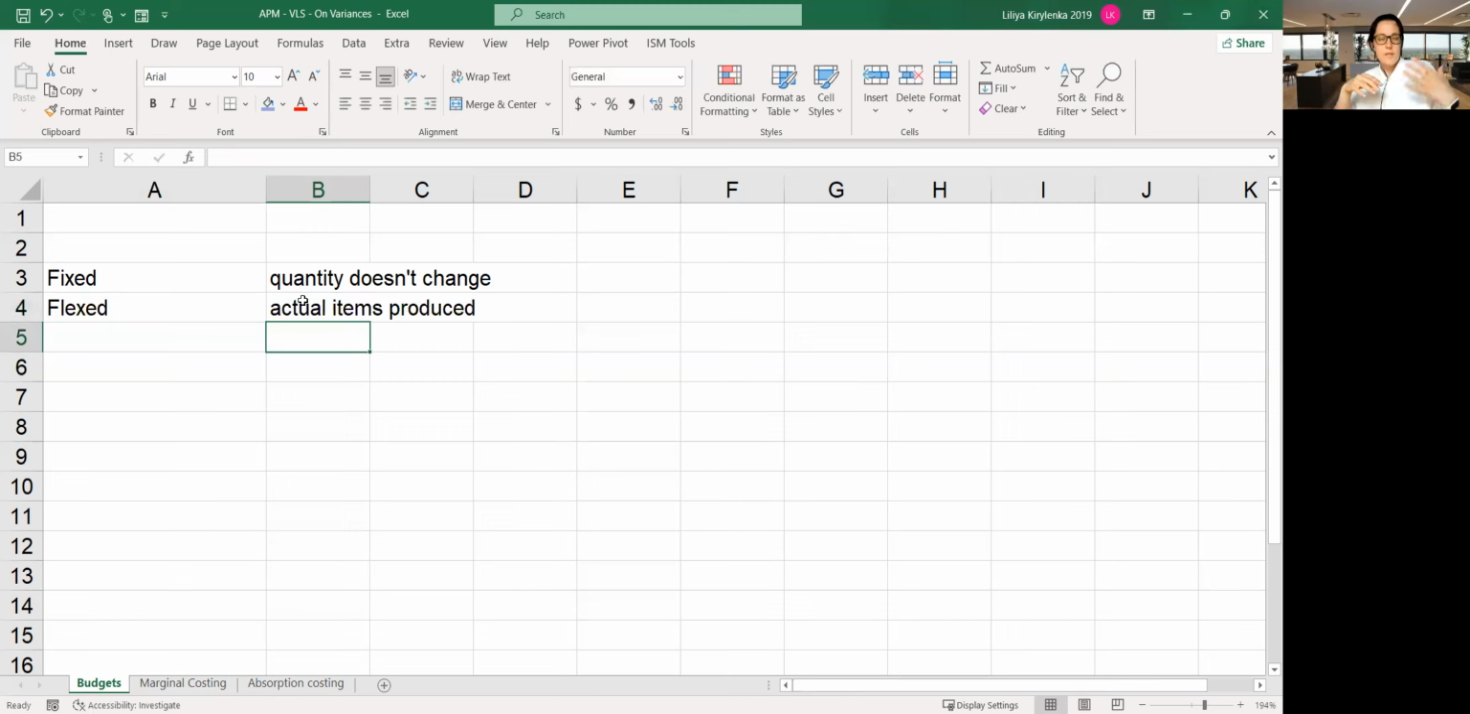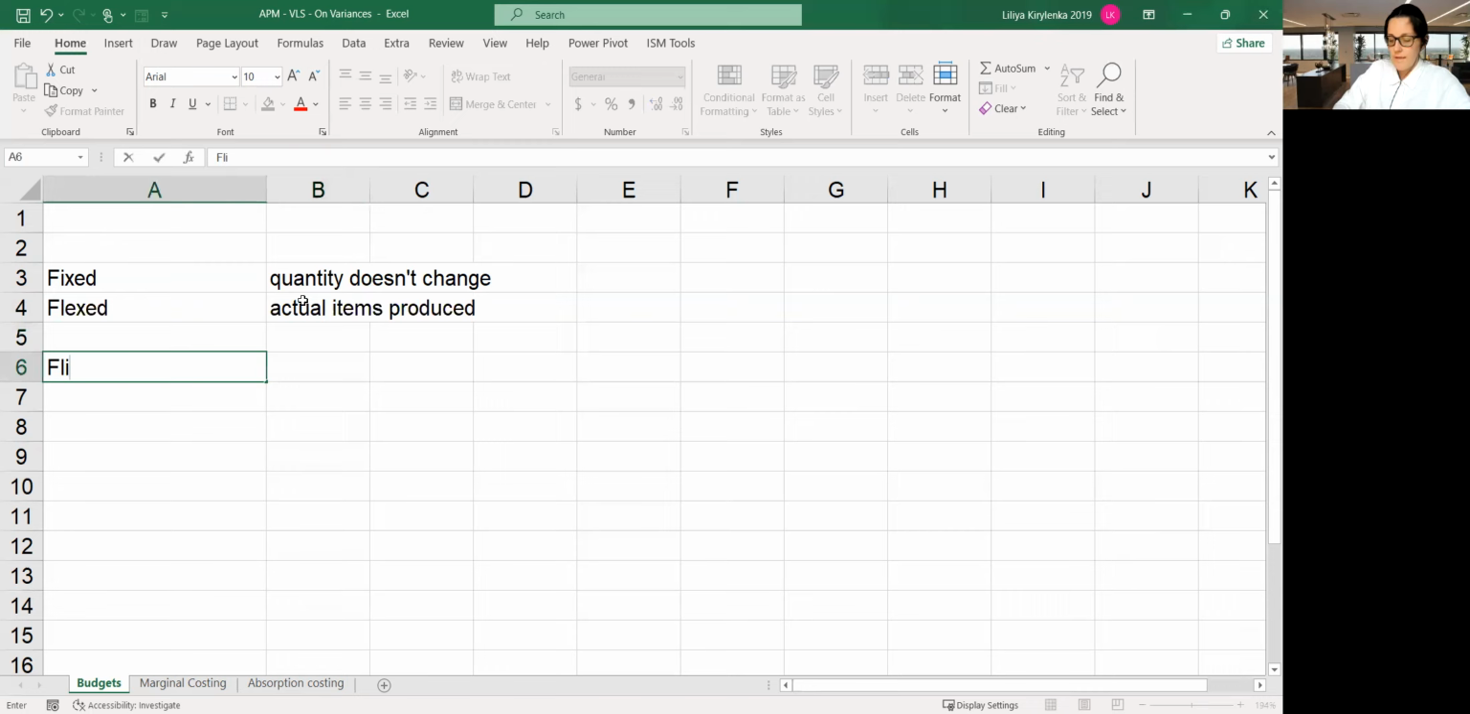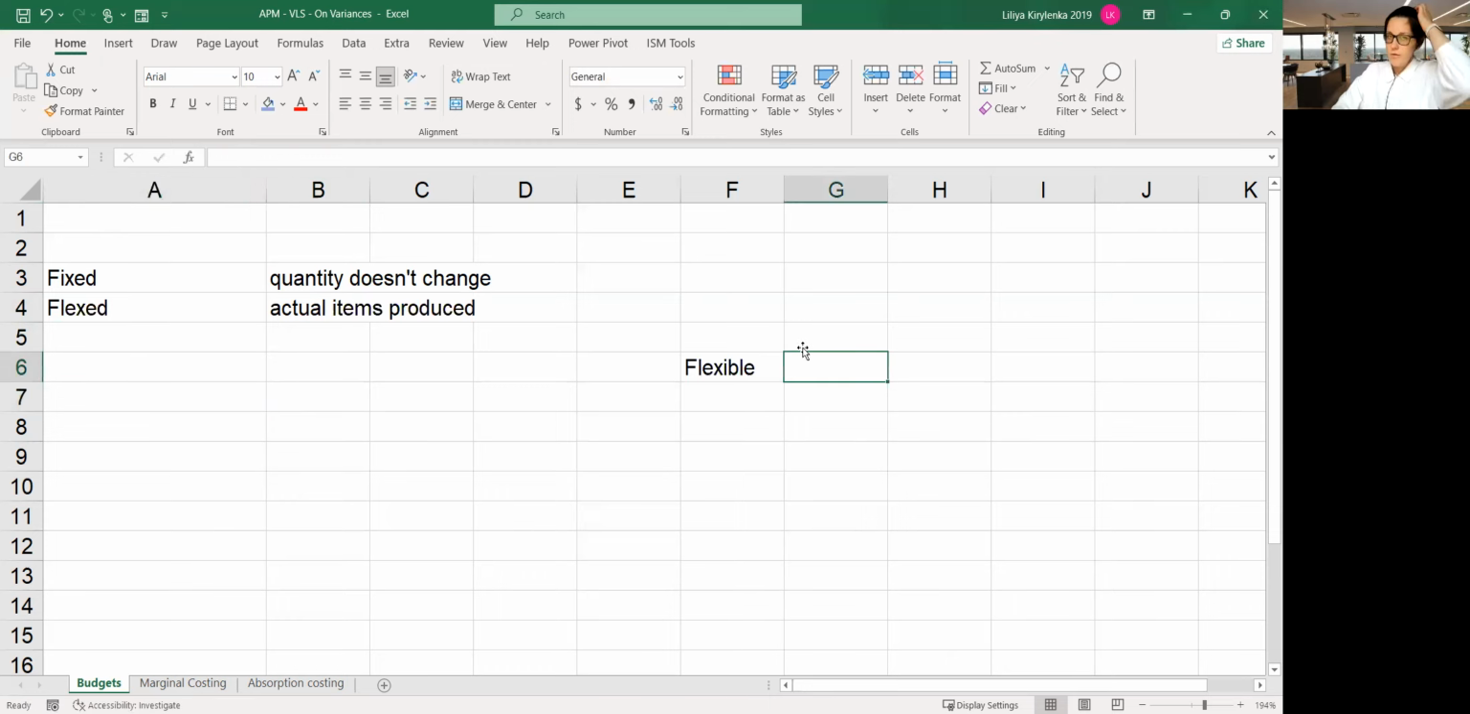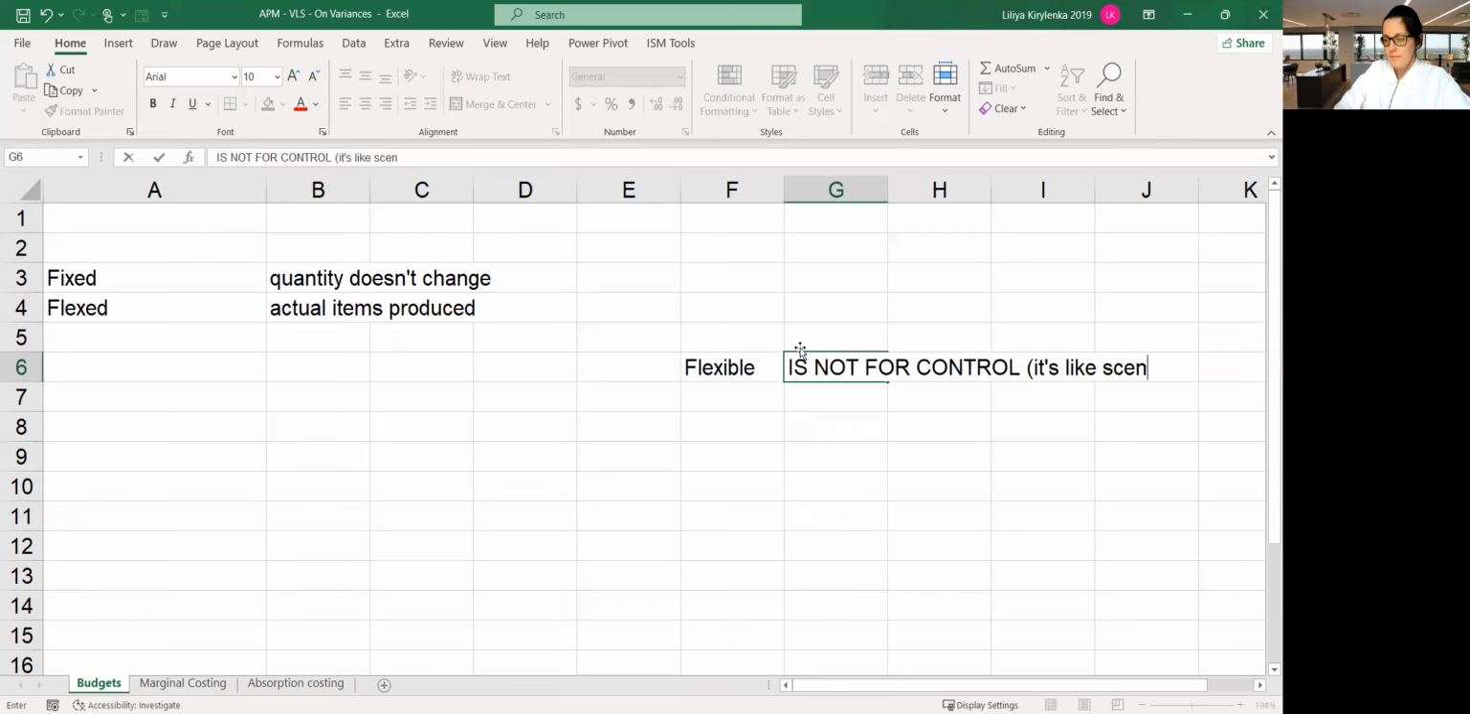And that would be especially relevant when we talk about variances, and that is the budget that is used in practice most often. Budget can be called flexible. Flexible budget is something very different, so I'm going to drag it away. Why? Because flexible budgeting is not for control purposes. It's more like scenarios for planning.